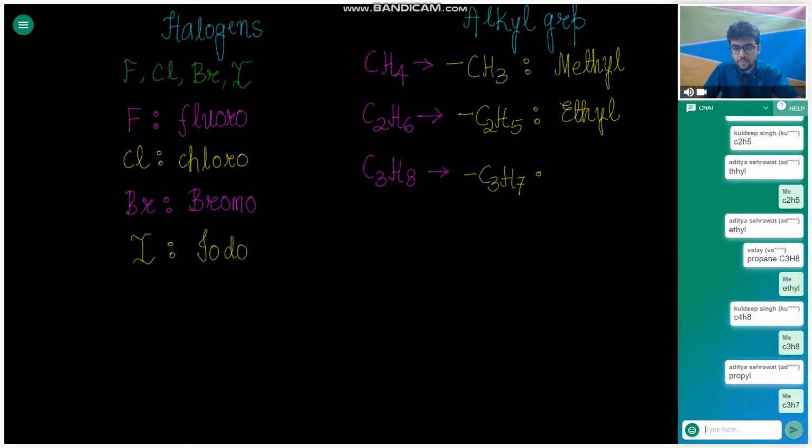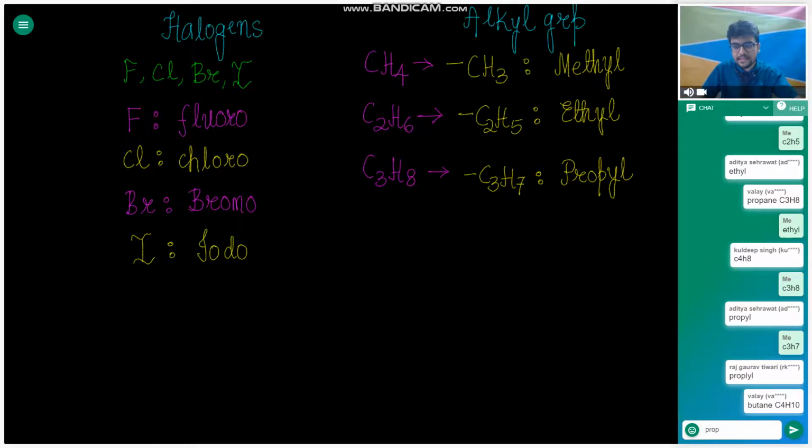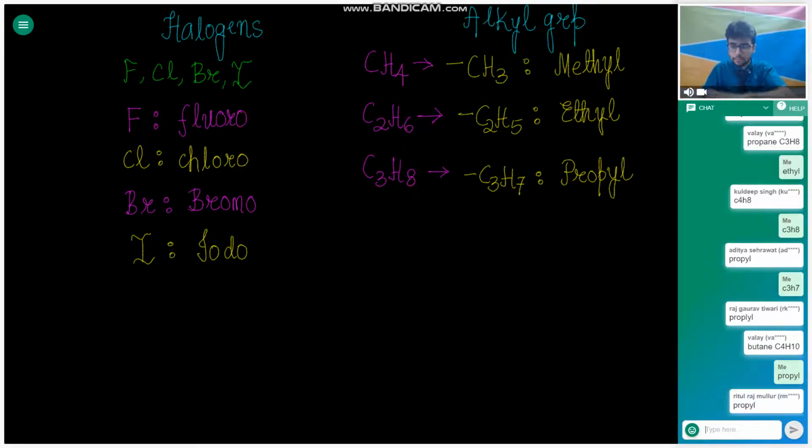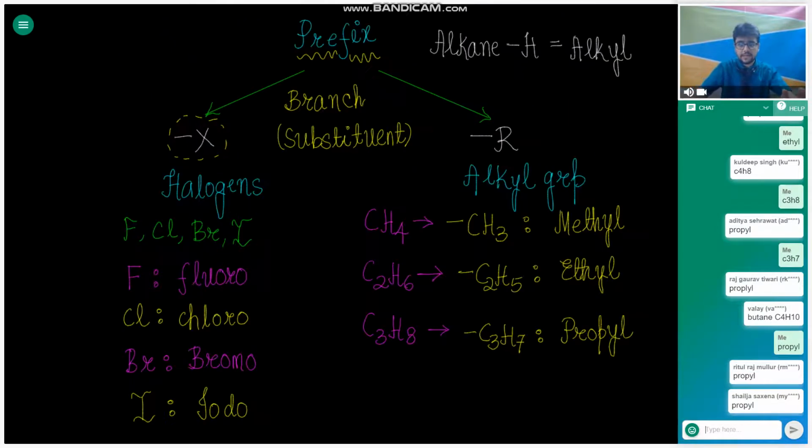And what is this going to be called? It is going to be called propyl. So do you agree? Like this, it can easily continue. Next, from butane to butyl. Very good, Ritul, Valay, Lucky. Superb, Shailaja, great. So this is it.